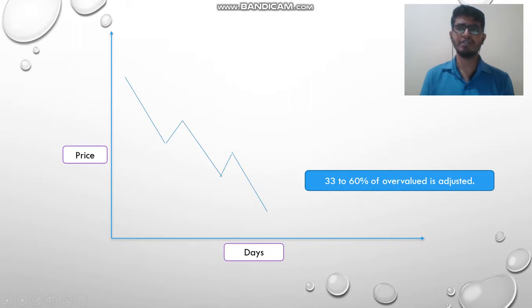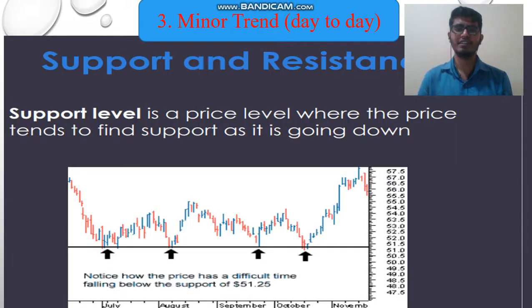So identifying the secondary trend is also important because of the overvaluation and the undervaluation. Sometimes the prices will be adjusted in the next days. Okay, so this is about the secondary trend. Here is the third type of trend, that is the minor trend. This is nothing but the day-to-day trend.